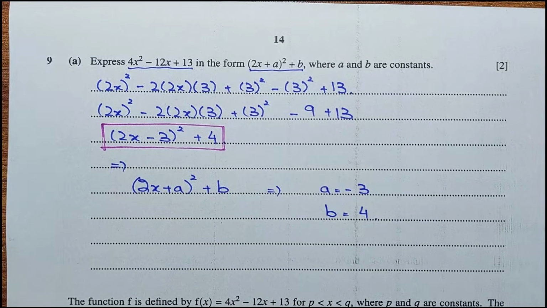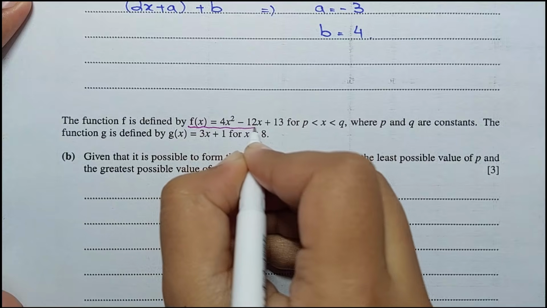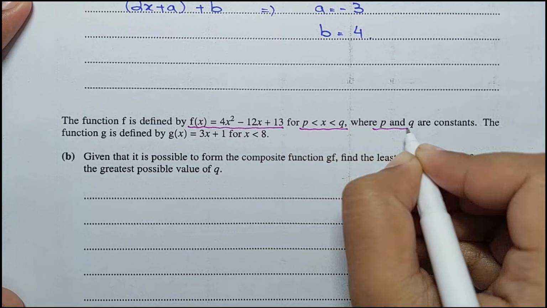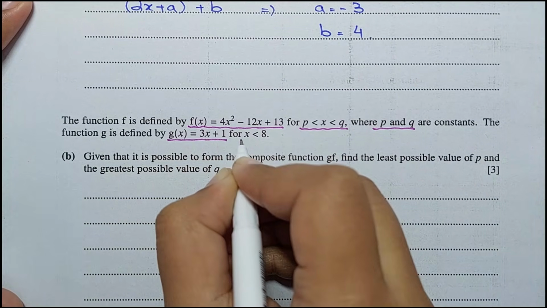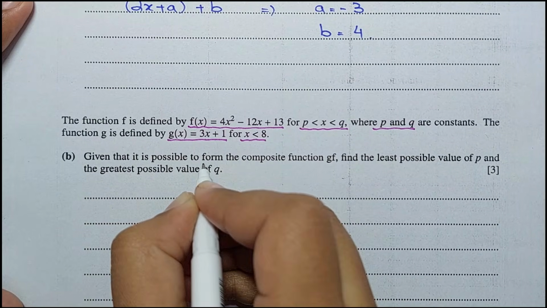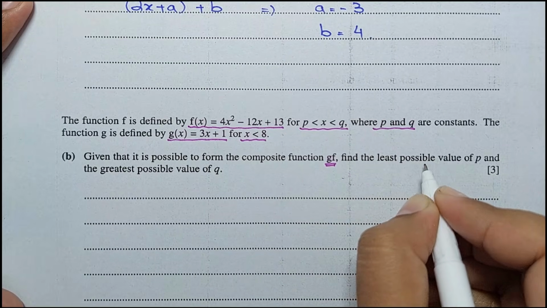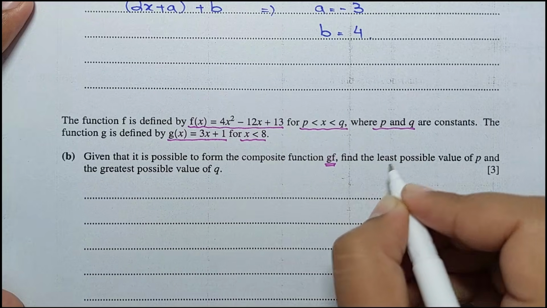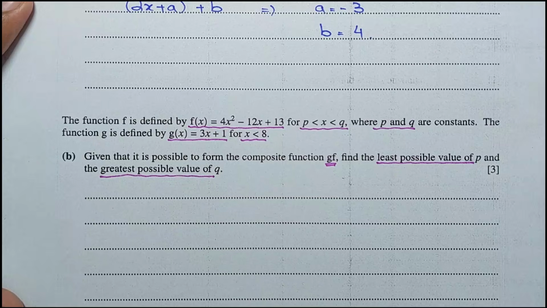All right. The function f is defined by f of x is this function for x is between p and q, where p and q are constants. The function g is defined by g of x is this function for x is less than 8. Part B, given that it is possible to form the composition function gf, find the least possible value of p and the greatest possible value of q.